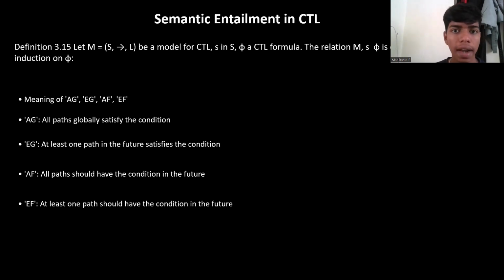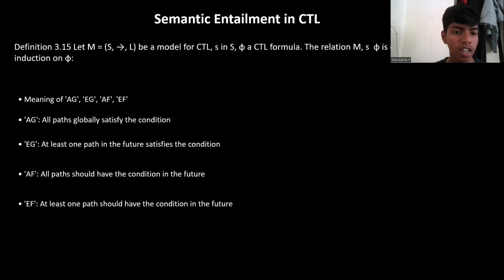Now, moving to the semantic entailment in CTL. So these are the given meanings of the special symbols AG, EG, AF, and EF. AG: all paths globally satisfy the condition, for which we already have discussed that A is along all paths, whereas U is until. So combining A and G we get along all paths globally satisfy the condition.